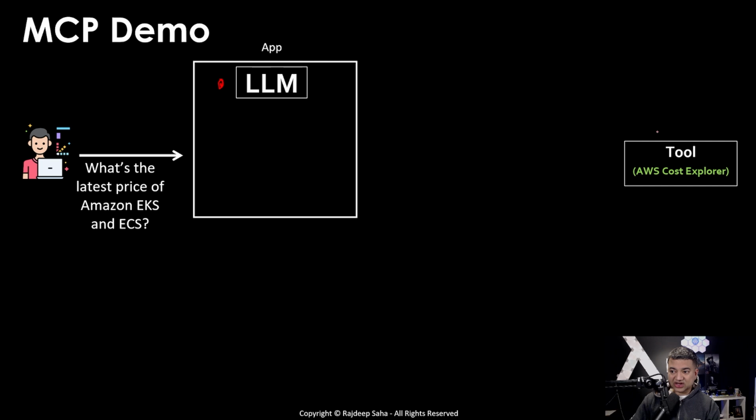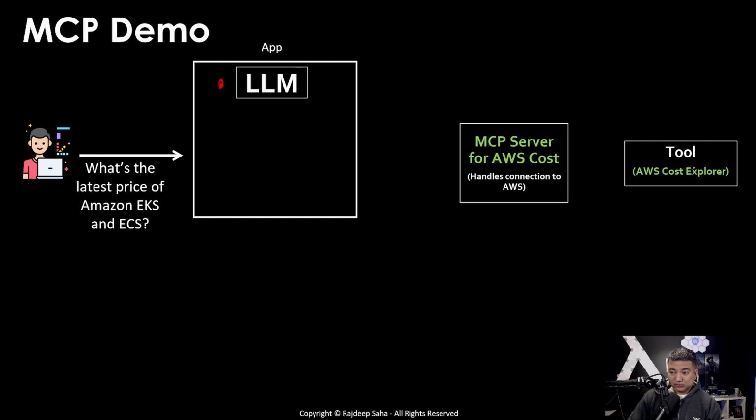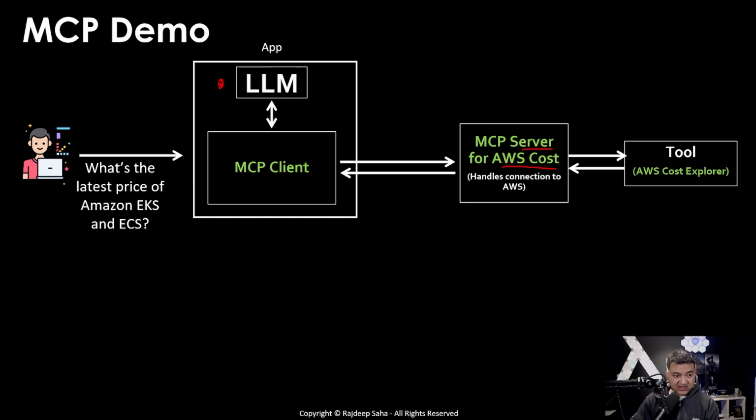Instead of this LLM going directly to the tool using custom API connections, AWS has also given an MCP server for this AWS cost, and this application will have an MCP client. So when this application gets the prompt, what is the latest price of Amazon EKS and ECS, the LLM says, I don't have the latest price, but I know I have an MCP client which has a connection with a tool which can give me this. Then the MCP client will connect to this MCP server, and all the connection mechanism from this MCP server to AWS Cost Explorer is handled by this server. All you need to do is pass the credentials to connect to your AWS account, so in this case, access key, secret access key, and the region.